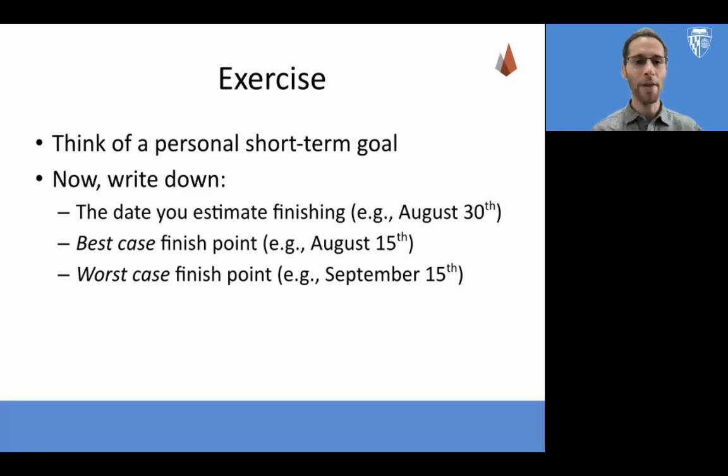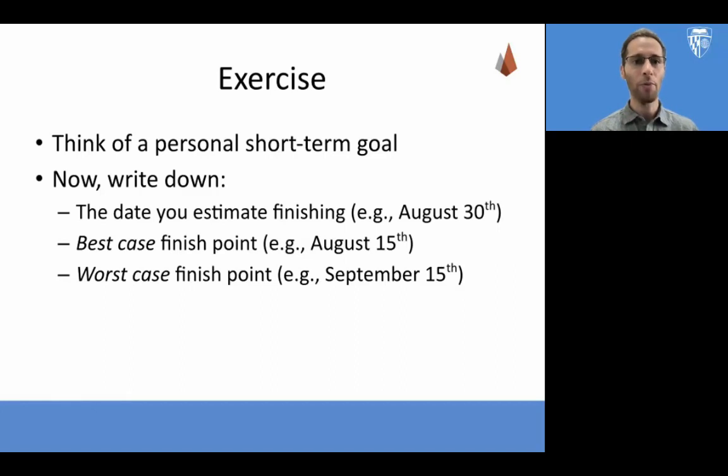So assuming that everything goes according to plan and things go smoothly, then maybe you'll finish a bit earlier than your estimate. So maybe you'll finish by mid-August instead of the end. So maybe your best case finish point would be August 15th. Now, the last one I want you to write down is your worst case finish point.